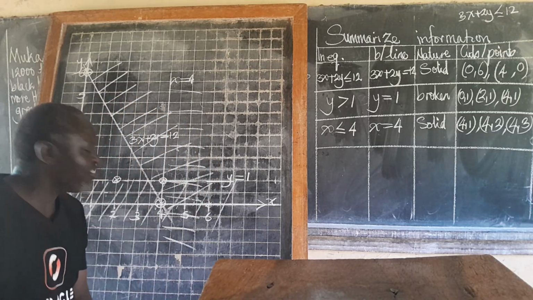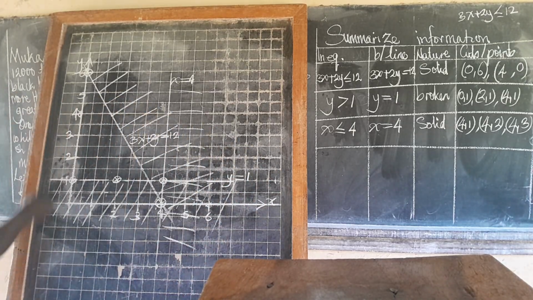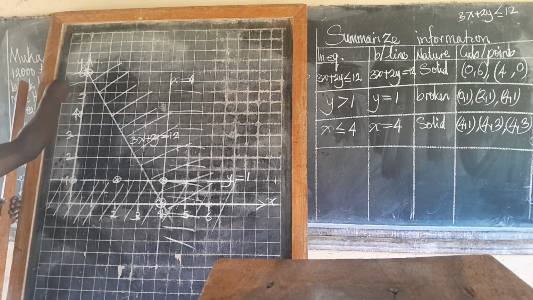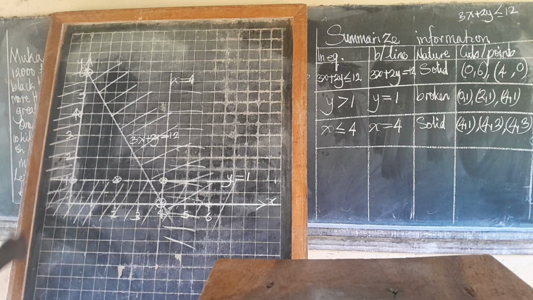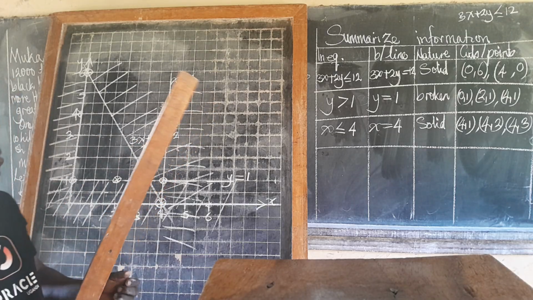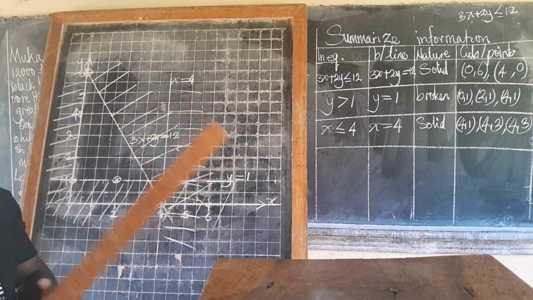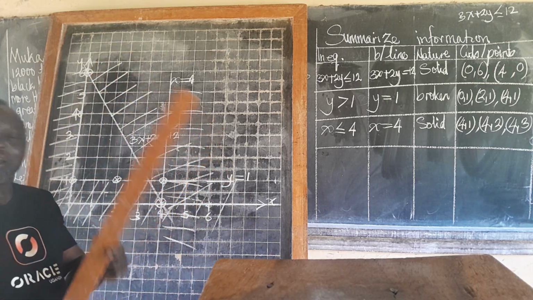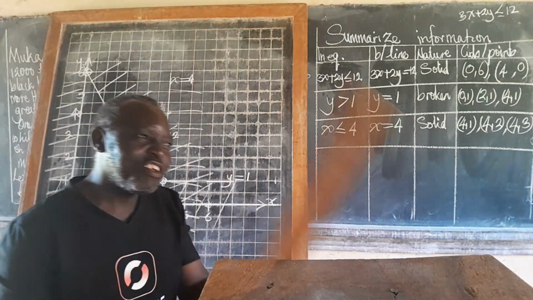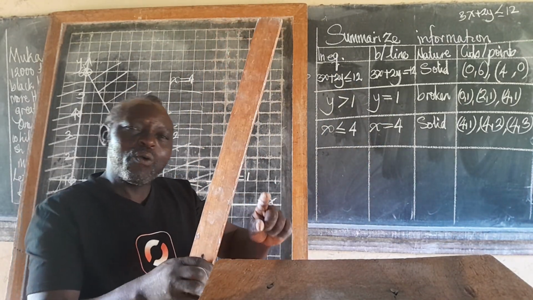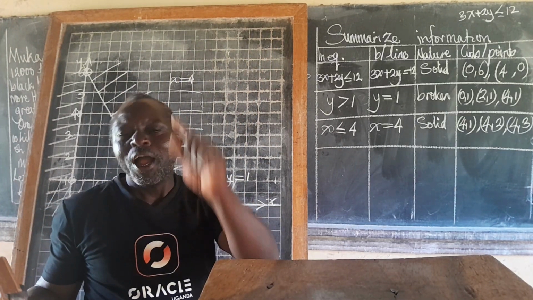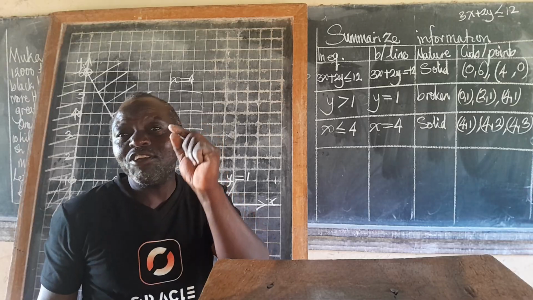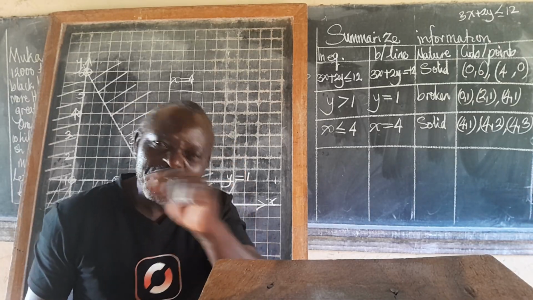Therefore, for this much, we have to shade also this side. We are shading that side. Now, what are we remaining with? We are remaining with a feasible region. A feasible region, we say, is the region which remains when we've graphed all the inequalities on a single graph. The region which remains unshaded is the feasible region.